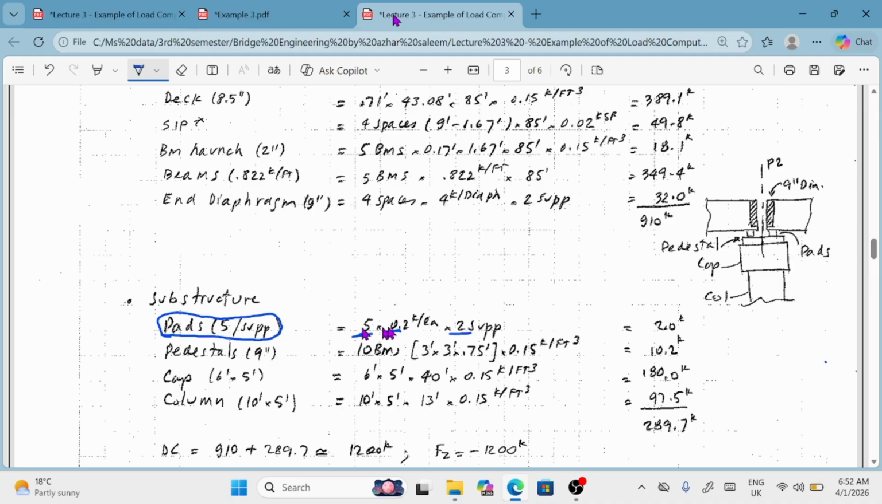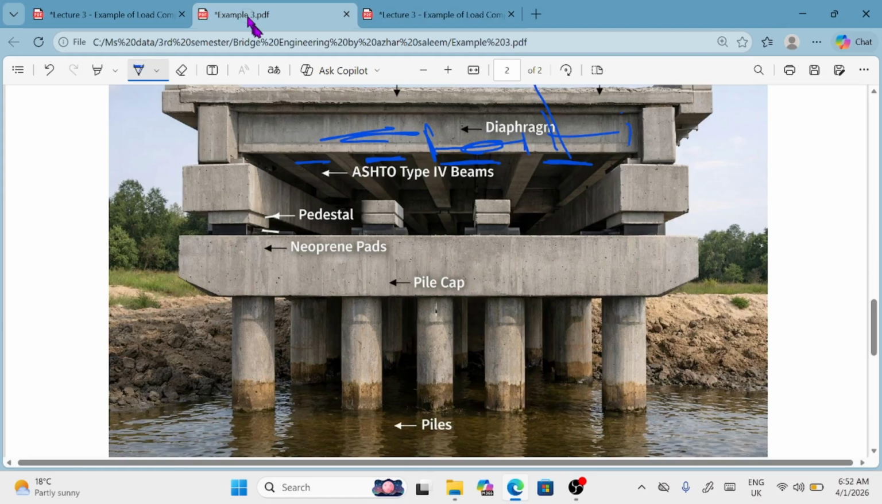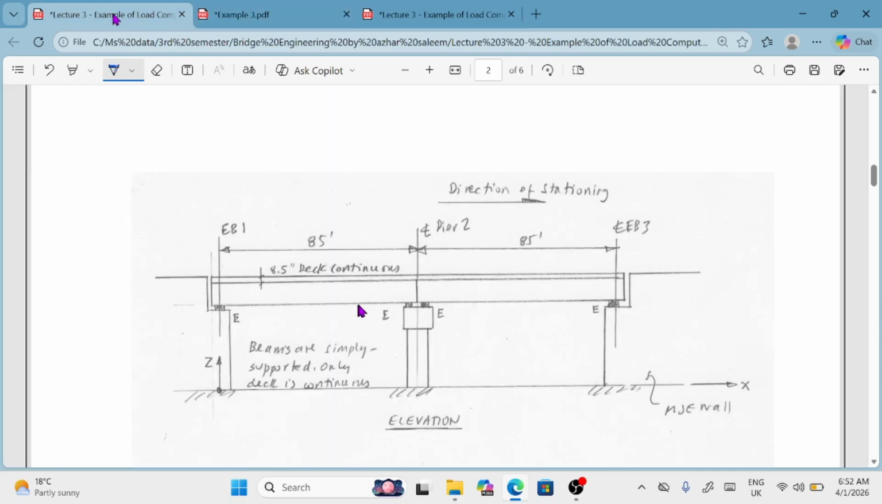Its weight, if I multiply these 3, will be 2 kip. And the pedestal, there is a pedestal. This is the pedestal dimension, which is given in the question, and there are 10 beams: 5 beams from this side and 5 beams from this side. This is 10 beams total, and this is the pedestal.